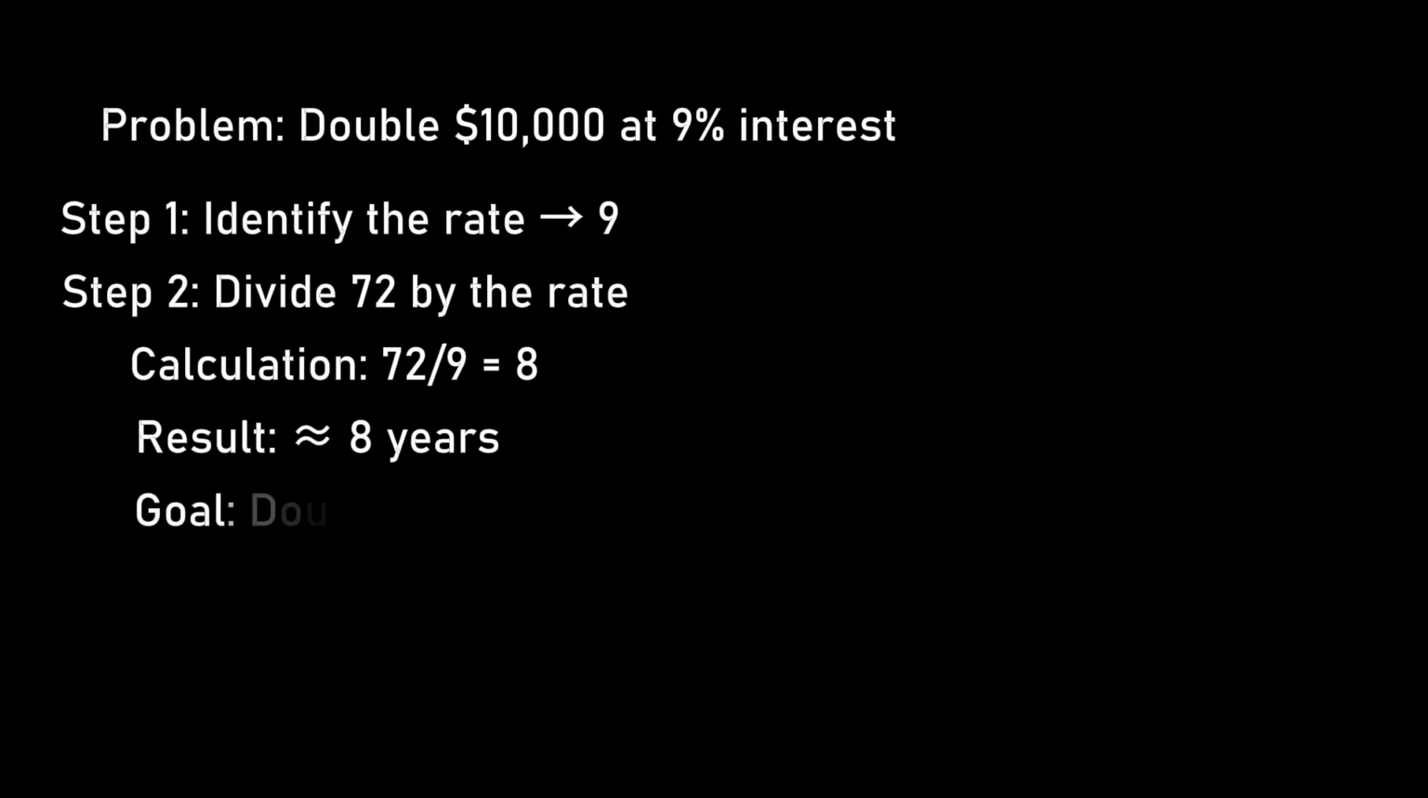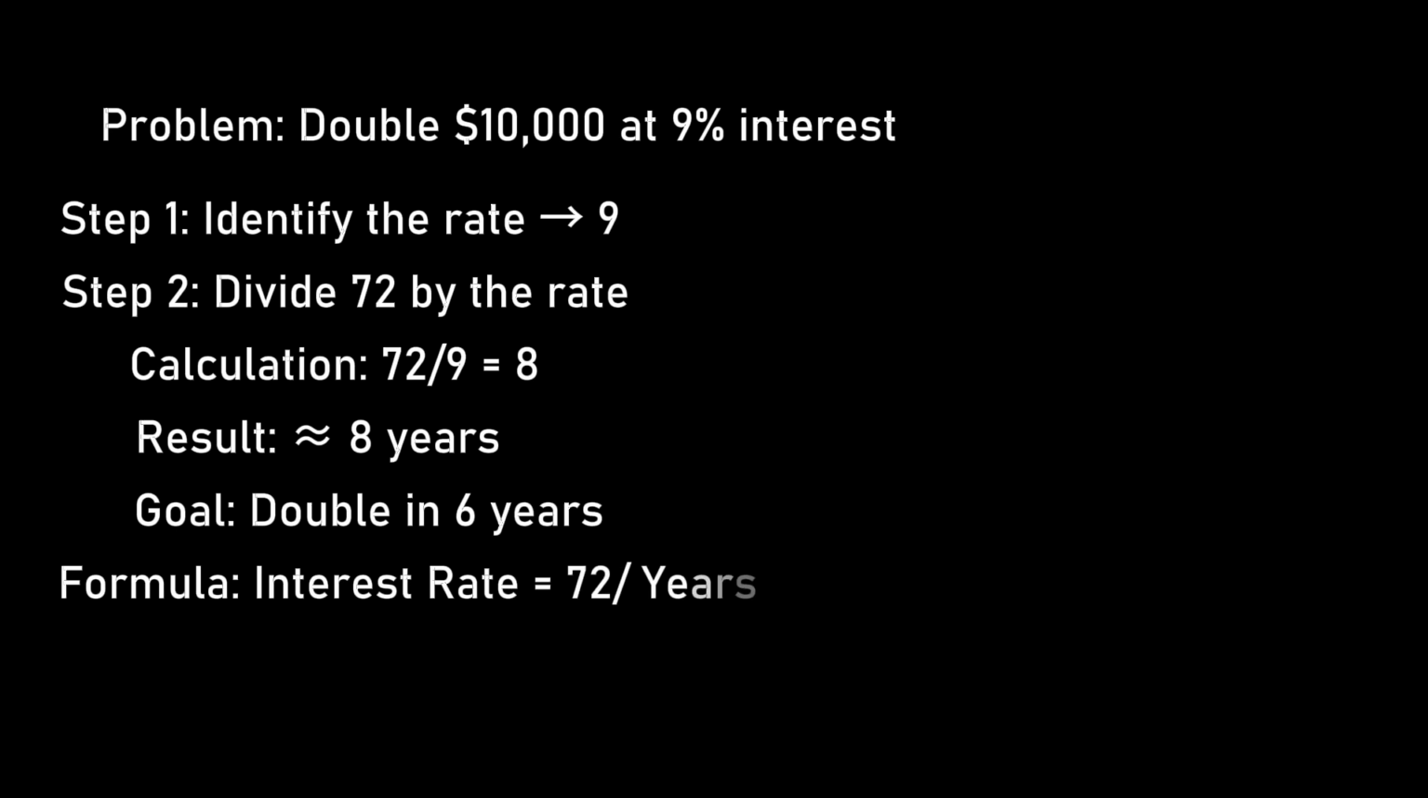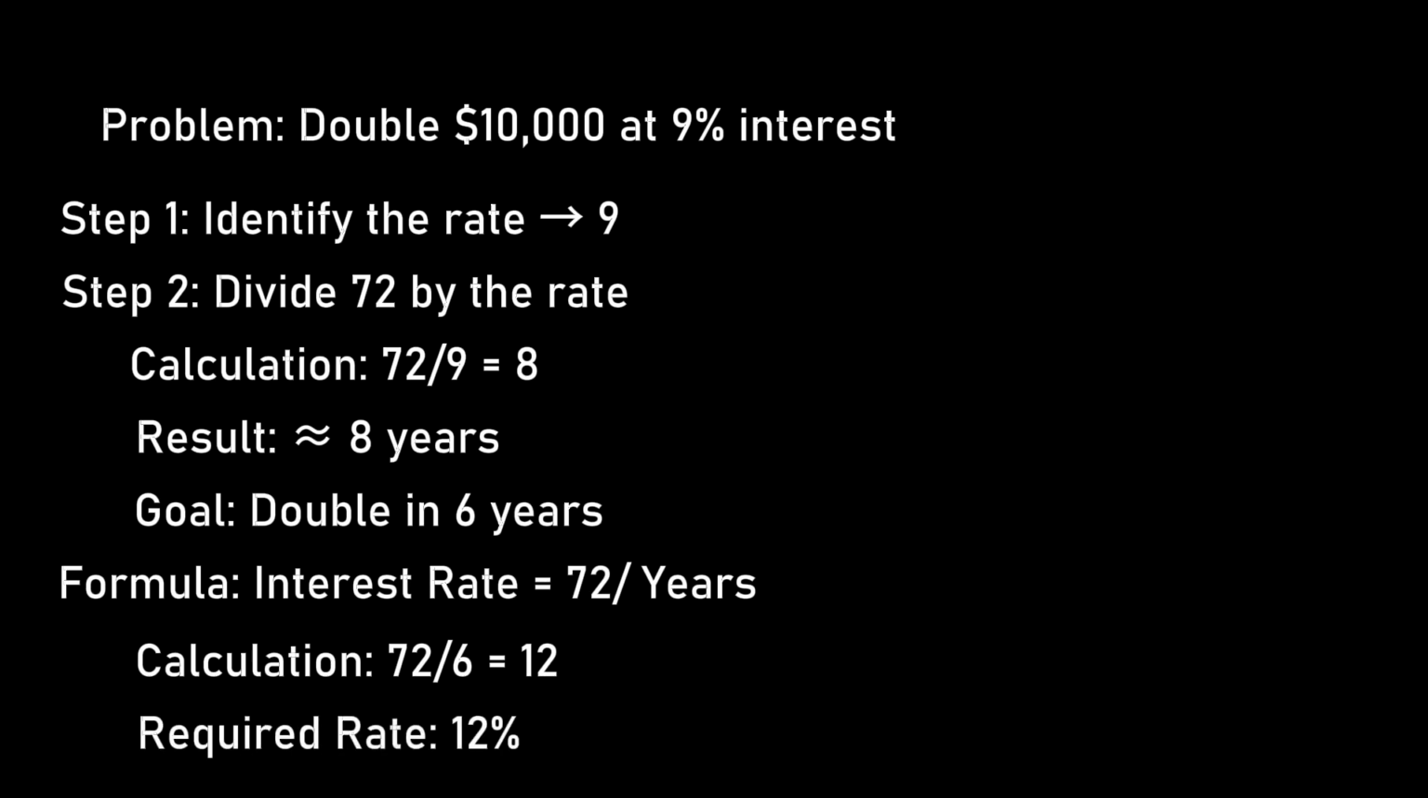What if you needed that money to double in only 6 years? You can also use the rule in reverse to find the required interest rate. To find the interest rate, the formula is 72 divided by the number of years. So 72 divided by 6 equals 12. To reach your goal, you would need to find an investment that yields a 12% annual return.